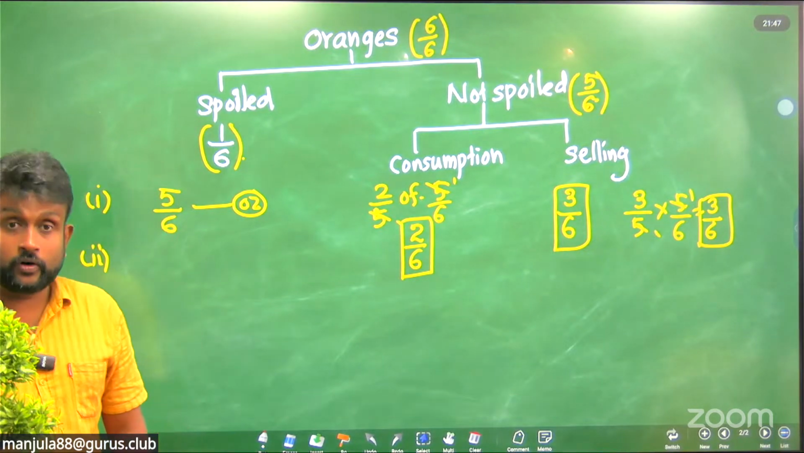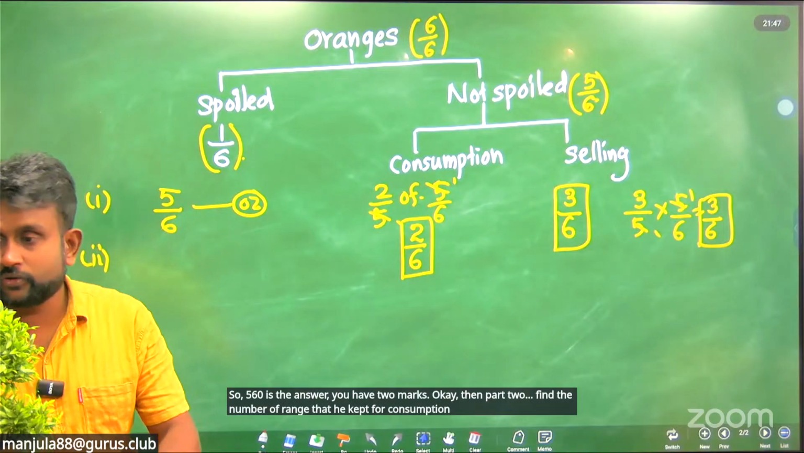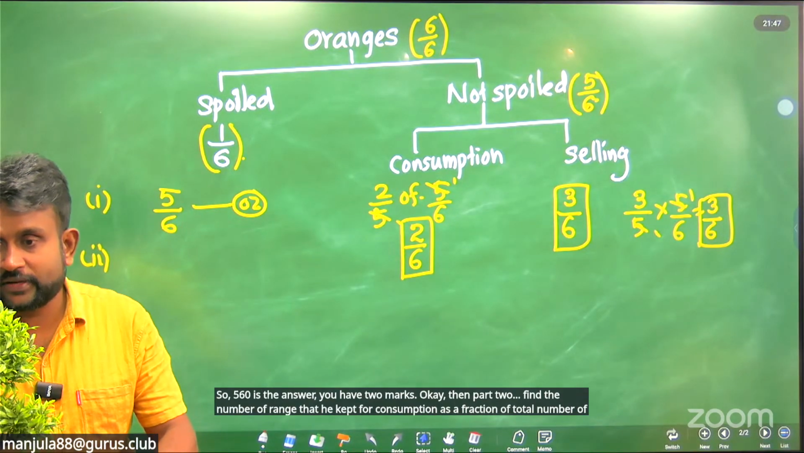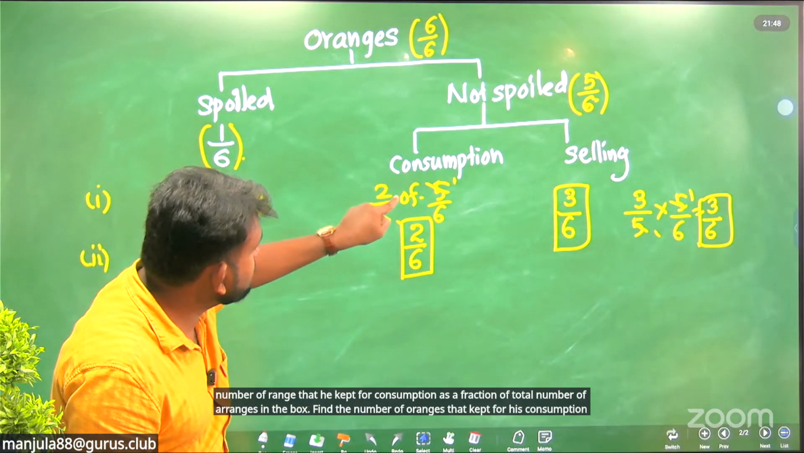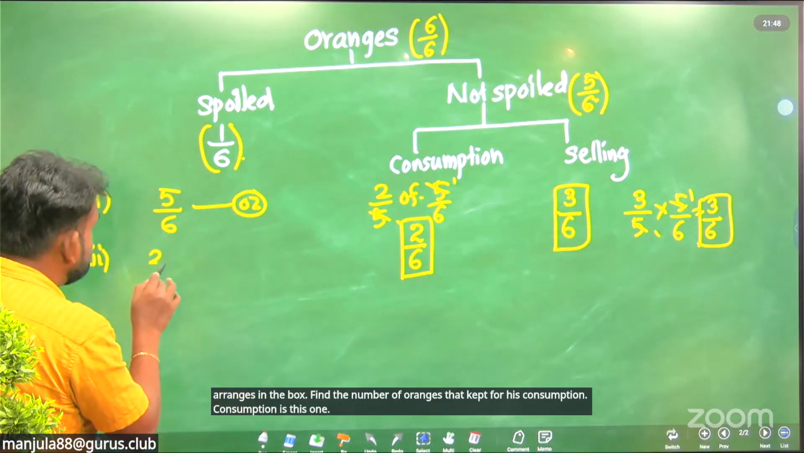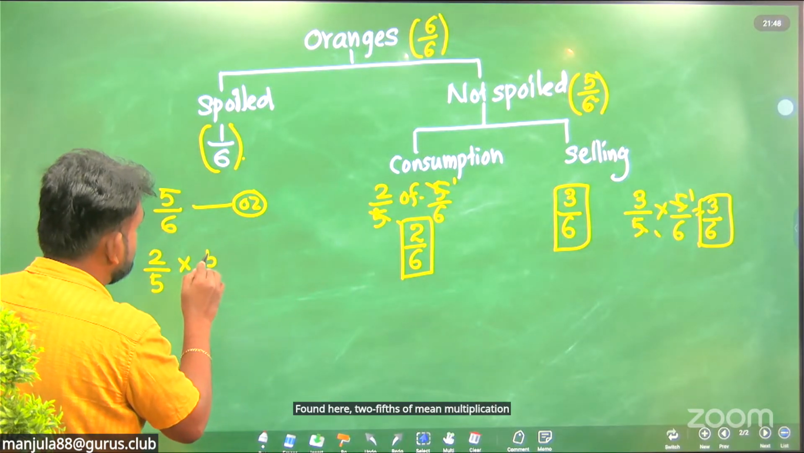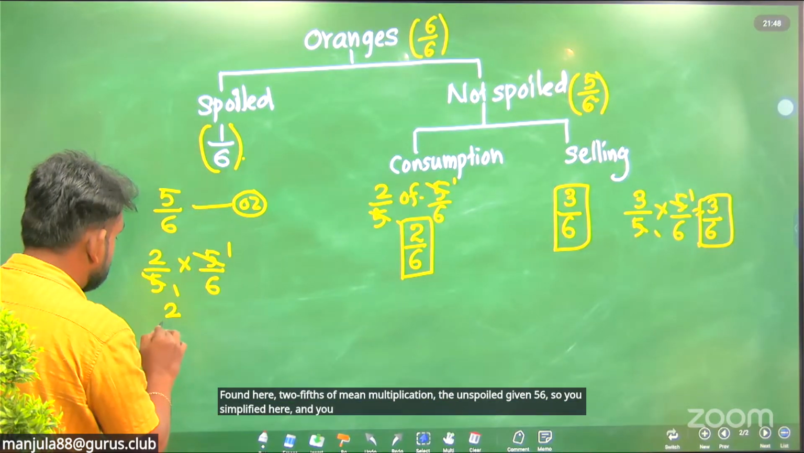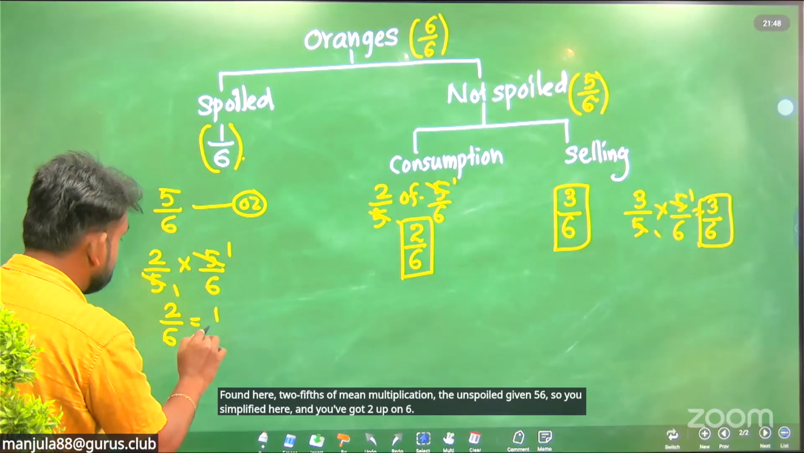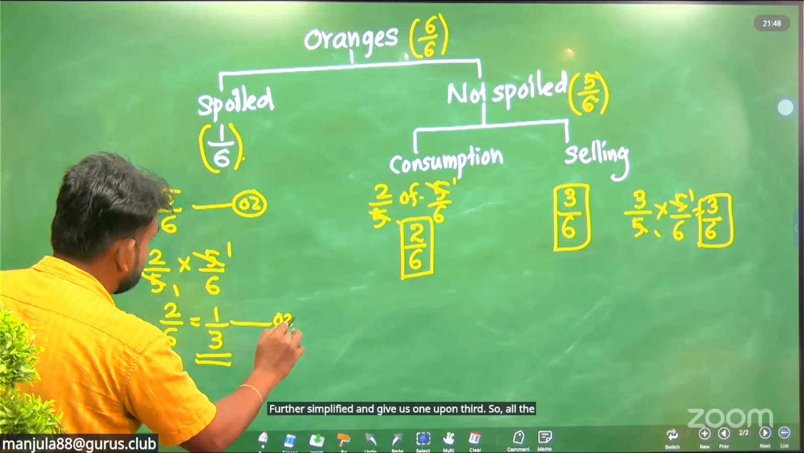Okay, then part 2. Find the number of oranges that he kept for consumption as a fraction of the total number of oranges in the box. Consumption is this one you found here. 2/5 of, meaning multiplication, the unspoiled, given 5/6. So you simplify here and you got 2 upon 6. Further simplified, it is 1 upon 3. So all the time simplify the fractions.